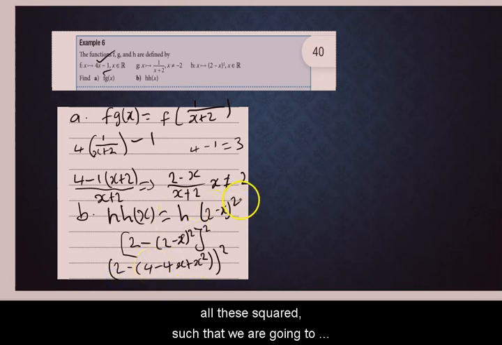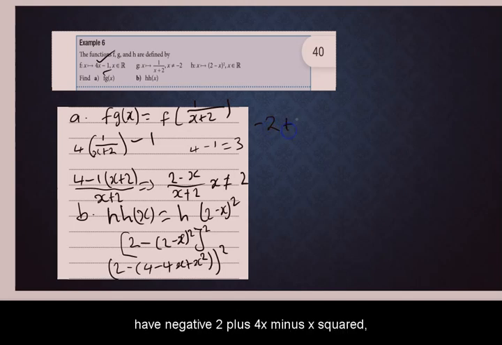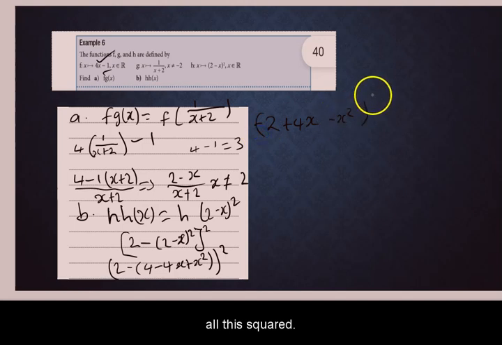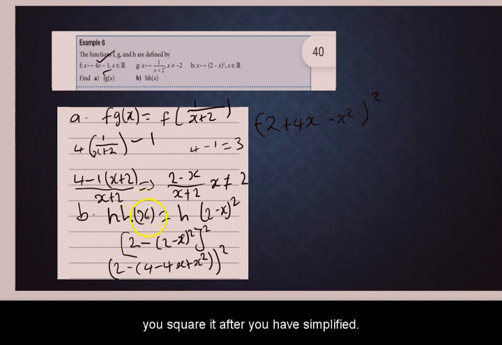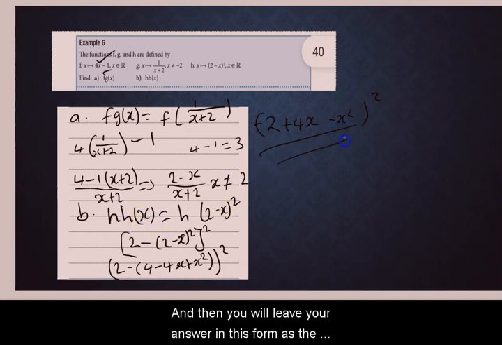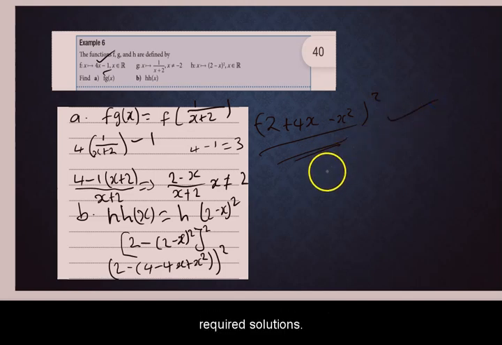Such that we are going to have negative 2 plus 4x minus x squared, all these squared. So on the h, you simply subtract from 2 and then you square it after you have simplified, and then you will leave your answer in this form as the required solutions.